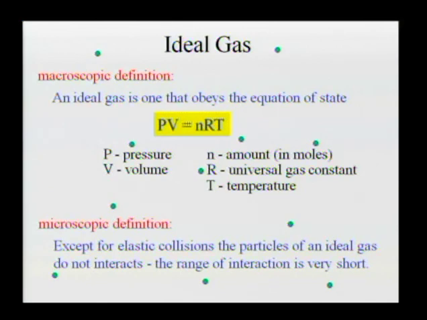If you try to imagine that, it means that the particles in the system don't have potential energy. If they interact, they immediately collide, so energy is not stored in the form of potential energy. The only energy which an ideal gas can have is kinetic energy of the particles.